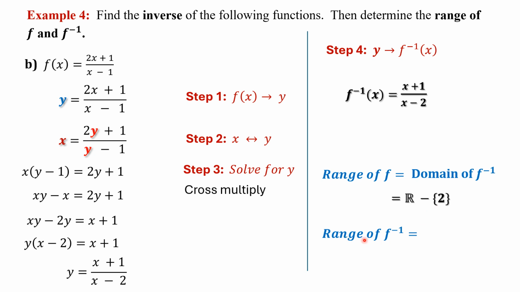And then to find the range of f inverse, we will equate it to the domain of the function f. And since the function f is a rational function, here we know that x minus 1 cannot be 0 or x cannot be 1. So the domain of f, which is equal to the range of f inverse, is all real numbers except 1.